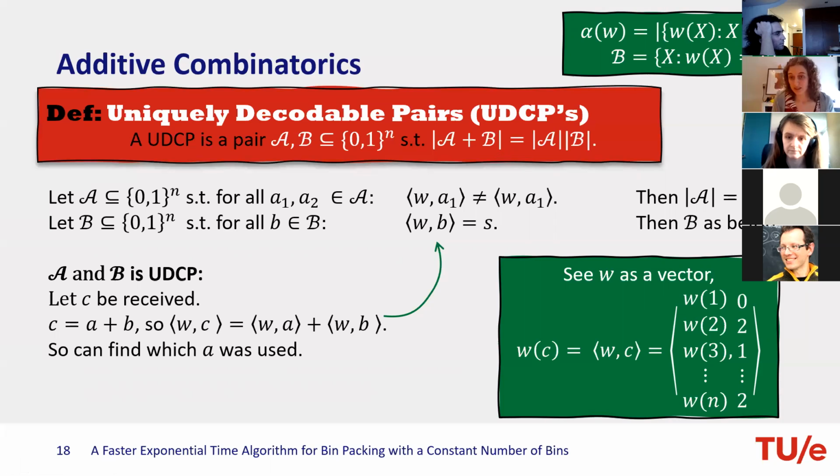And if I know what the message a was, I can just decipher b because I subtract C minus a, and then I just get to the original message b. So just because I construct A and B in such a way that all the weights in B are equal to each other and all the weights in A are all different, I know for sure that they must be uniquely decodable pairs.